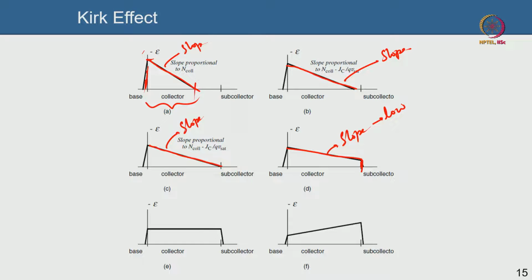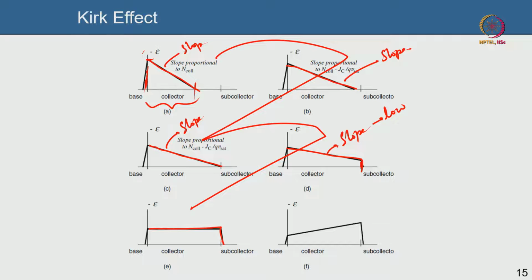As I go from here to here, I am increasing the current density. From here to here, I am further increasing the current density. Here to here, I am further increasing the current density. Here to here, I am further increasing the current density. At one current density, the slope will become 0, which means there is a constant field.